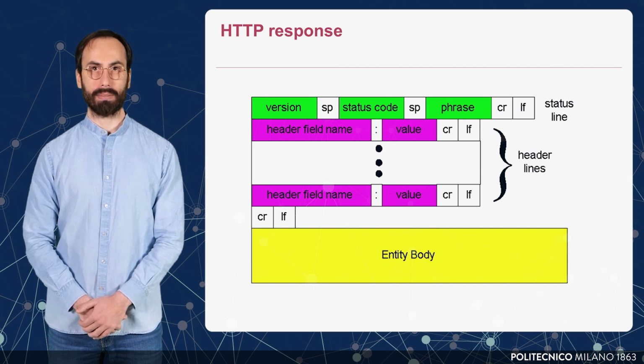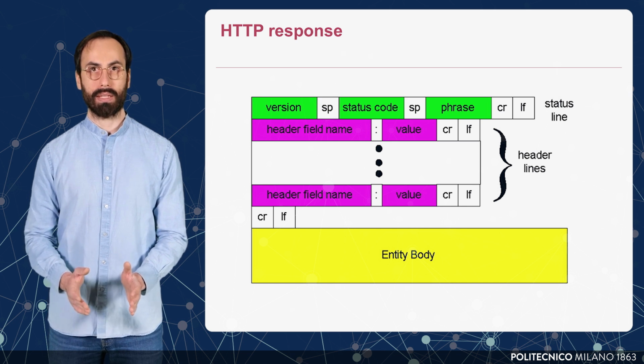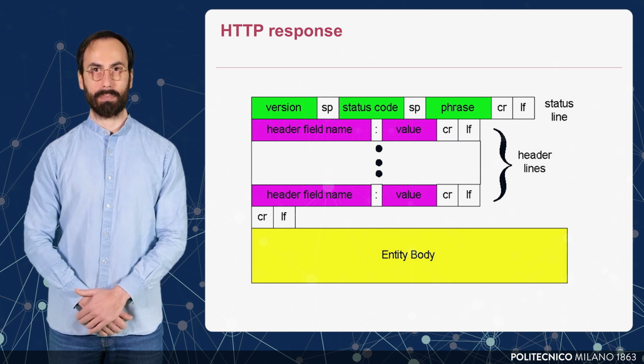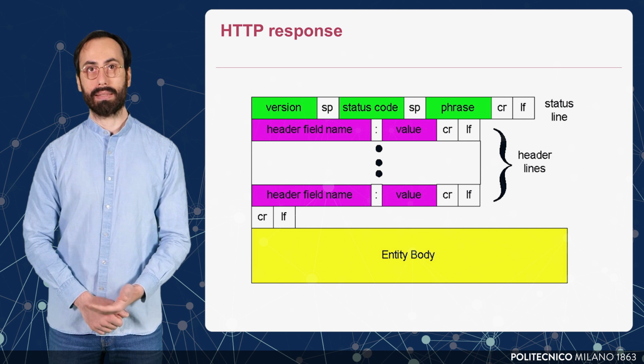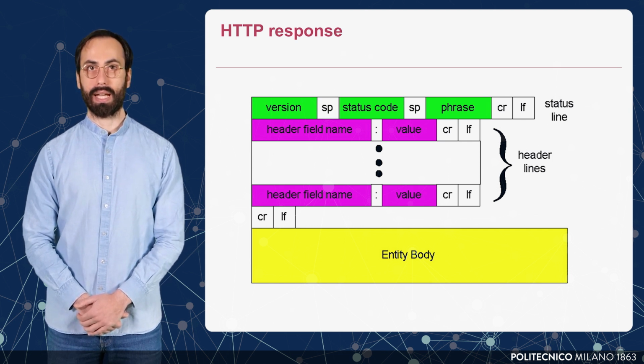Finally, the entity body, highlighted in yellow, contains the actual data being returned by the server, such as the HTML content of a web page, an image, or a file. This section is optional and is typically included when the server sends a resource to the client.